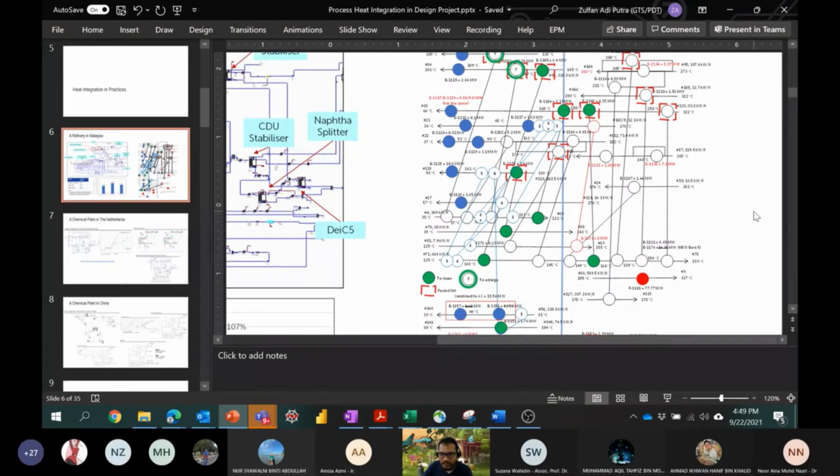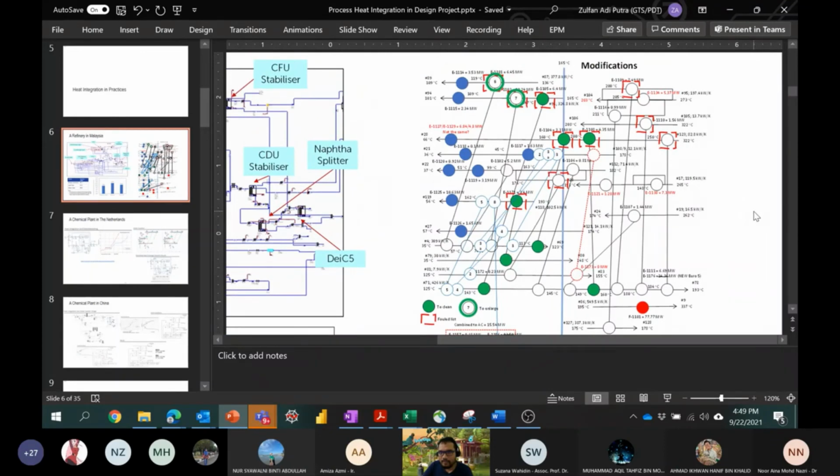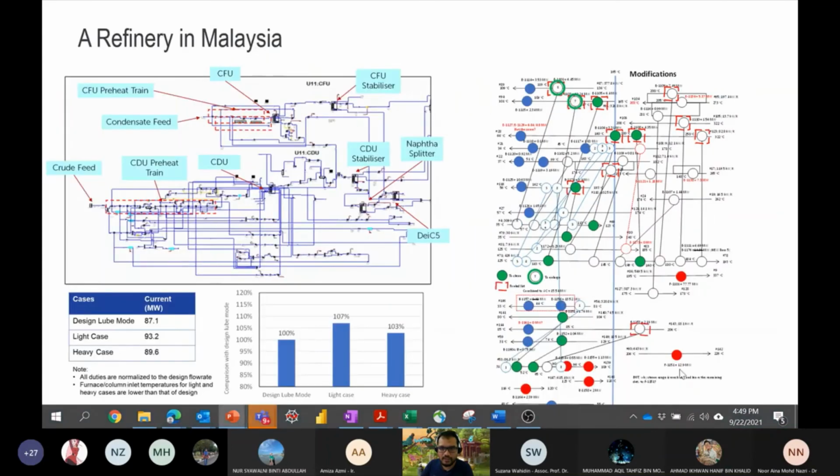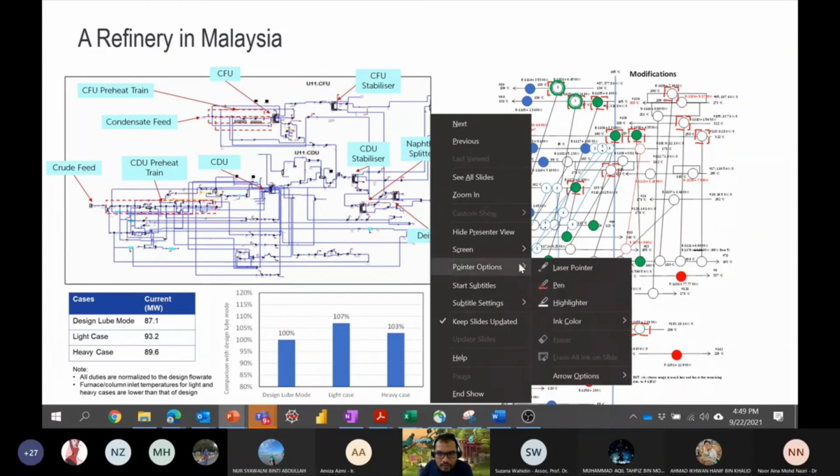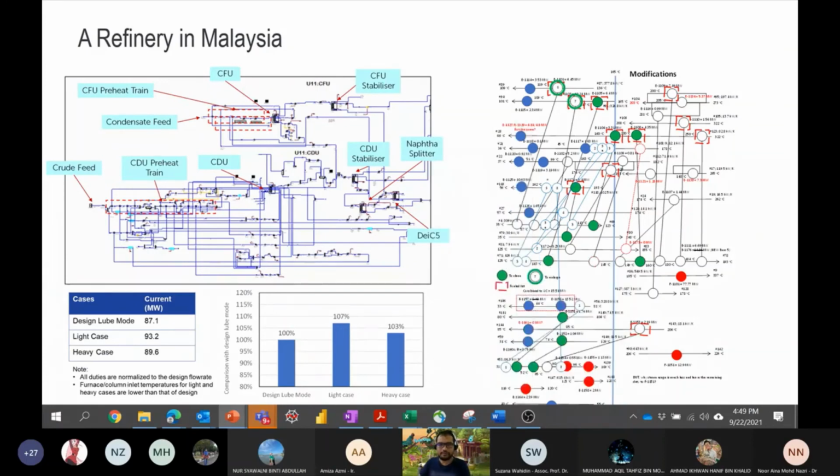Why don't I use software? In this particular case, especially because we can use Aspen Energy Analyzer. Number one, this Aspen Energy Analyzer is not very user friendly, so I cannot navigate from right to left, up and down very easily. It's not very flexible. That's number one.